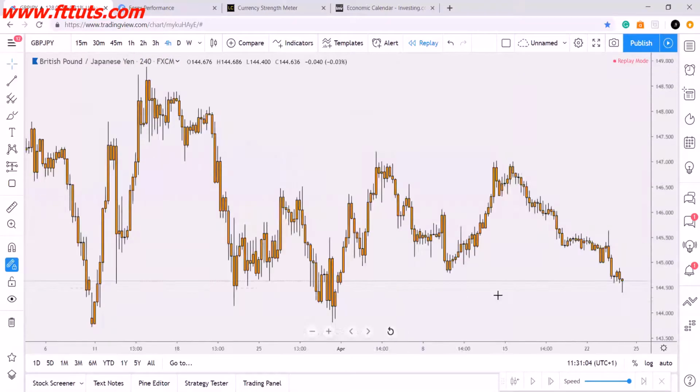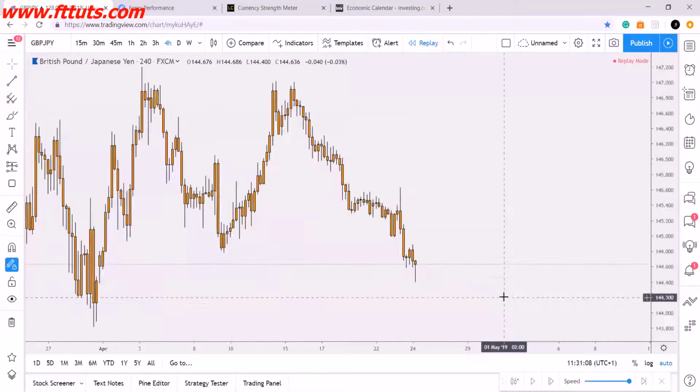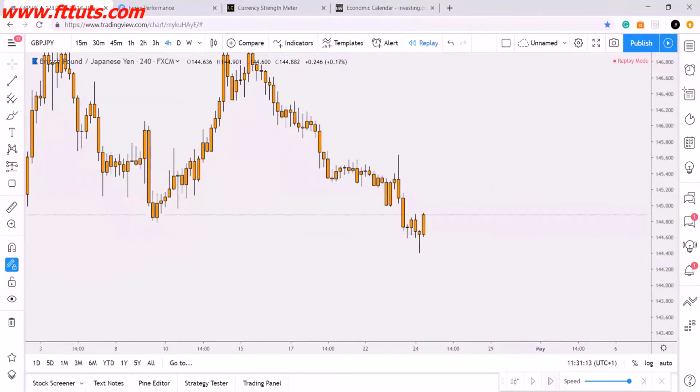Again, I'm just following simple market structure, which is down. So at the moment, there's nothing to go by on this. This push to the upside looks very attractive. However, I don't see a wick, so I'm not bothered at this moment in time.